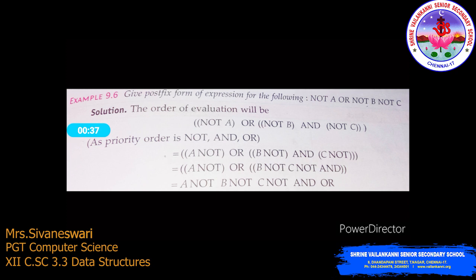The innermost, that is not, is done. So A not, B not, C not. Afterwards we do and, and then or. So first, in the innermost brackets, A not, B not, C not are done, and afterwards with and: B not, C not, and. Afterwards or should be done. So A not, B not, C not, and, then or.